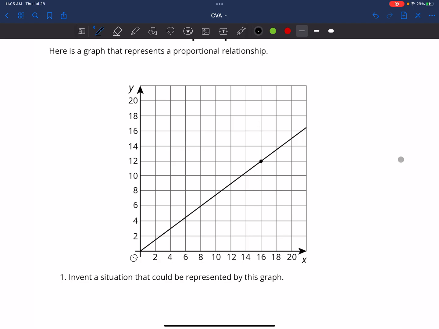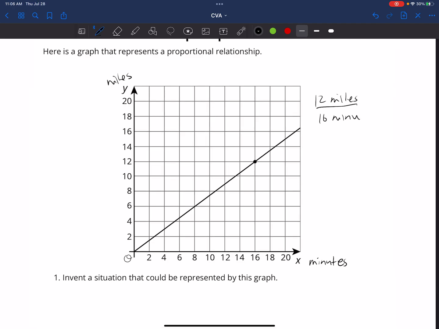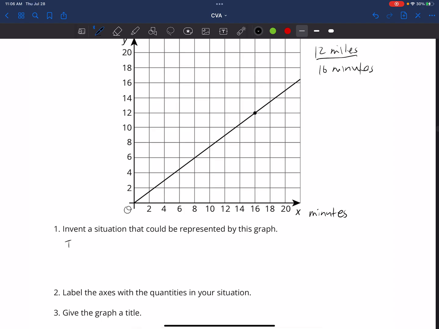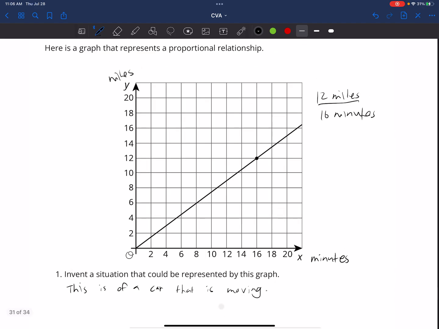All right. So this is going to be my minutes, and this is going to be my miles. Okay. All right. So it seems like from this graph, I traveled 12 miles in 16 minutes. So 12 miles and 16 minutes. So invent a situation. This situation is of a car that is moving. What a fun scenario. Okay, so I labeled the x's, car speed.